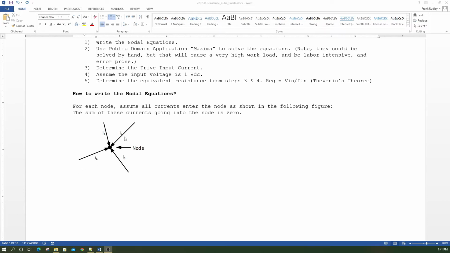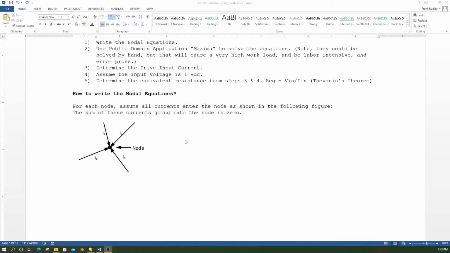Some of these are going to be negative and some are going to be positive. Some of them might have negative signs and some might have positive signs. But if you sum all 4 of these currents, it's going to be equal to 0. You want to assume the direction is always pointing into the node. That's key on writing these nodal equations. That's the convention we're going to use.